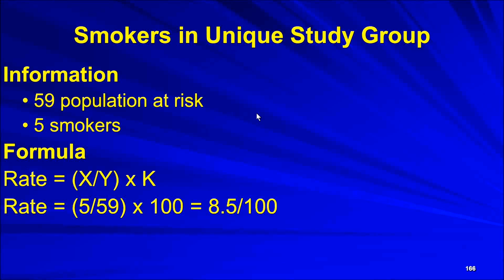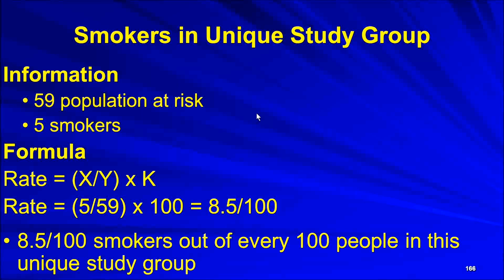So that's what we would be saying. 8.5 per 100 people smoke. And that gives us a rate. Okay? And so we said they were related. The numerator and the denominator were related.